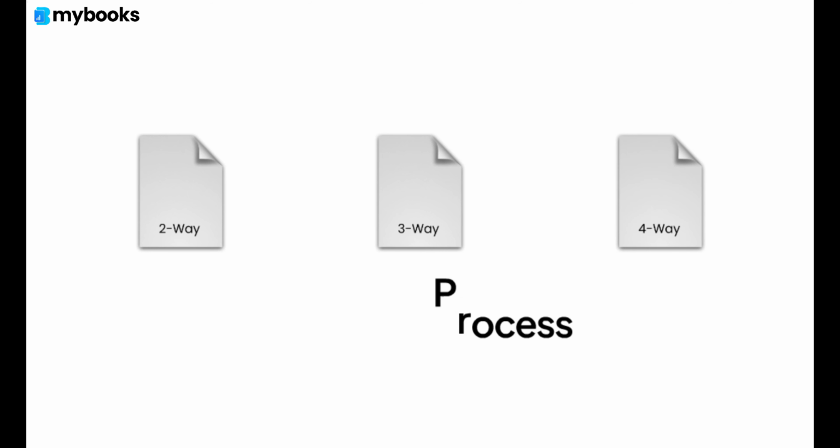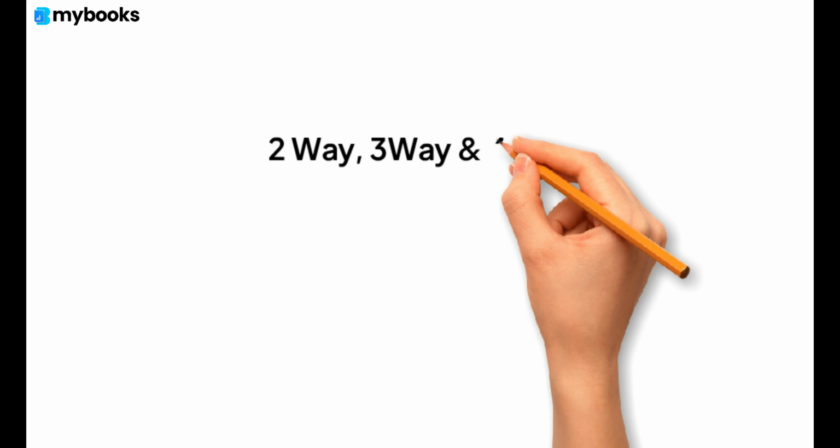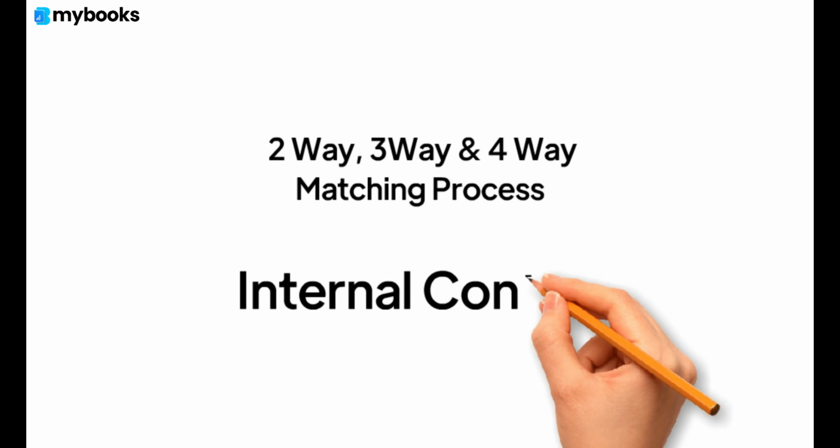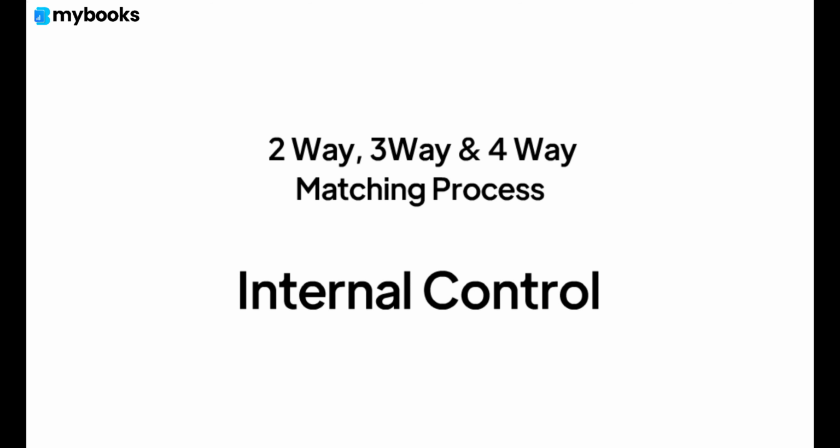Today we are going to discuss the two-way, three-way and four-way matching process in accounts payable. Before diving into the topic, make sure to know that two-way, three-way and four-way matching is an internal control. The main objective of this matching process is to check whether the invoices you are paying to the vendor are matching in terms of quantity and amount. The two-way, three-way and four-way matching will ensure that you are paying the right amount to your vendor, and for the quantity of products or services which you have received.